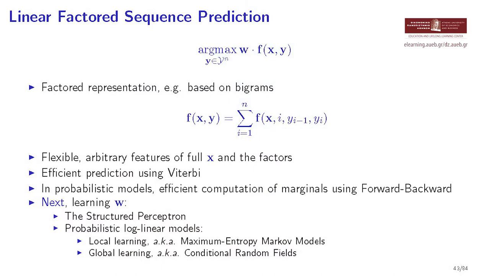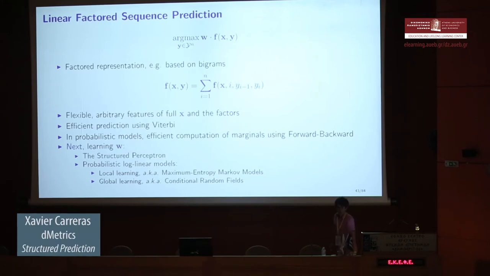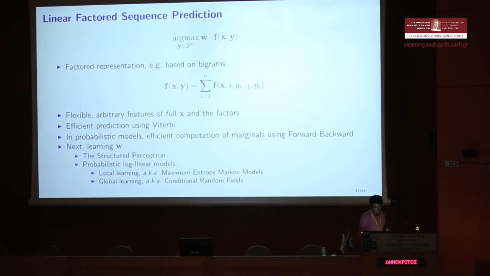Is it flexible in terms of representation? Is it satisfactory? Well, we can take features of the full input and the piece, each factor, okay? So if we think that for our application our factors include that information, it's going to be successful, okay? If the information relevant for a task is beyond the factor, then your model will be a weak model, okay? Which doesn't mean it's not useful, but it's weak. It will never fully solve your task, okay?